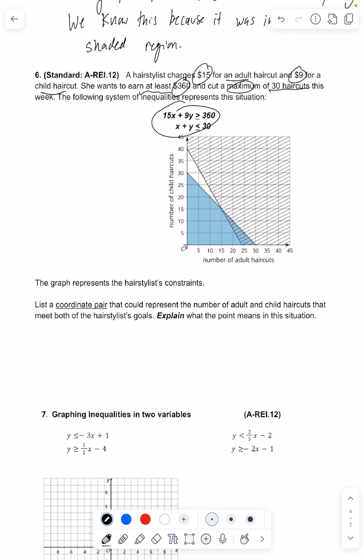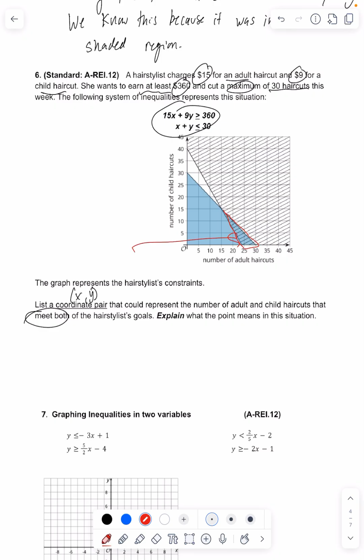So it says the graph represents the hairstylist's constraints. So this says list a coordinate pair, so again an x, comma, y, that could represent the number of adult and child haircuts that meets both of the hairstylist's goals. So in this case, we could see that we have two inequalities. Obviously, there's the blue region, so those are all the solutions for that inequality. And then this shaded with lines is the other inequality. But it is only here that we need to realize that we have an overlap, right?